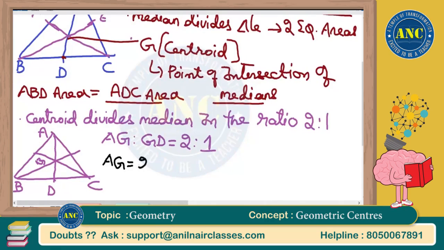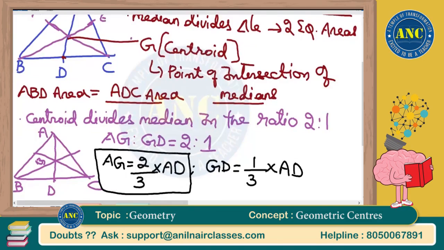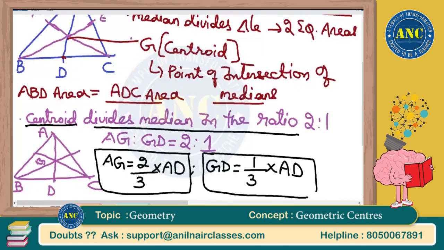So AG is nothing but 2/3 of AD, and GD is nothing but 1/3 of AD. Another very important point. Centroid divides median in the ratio 2:1. AG is to GD is 2:1. So AG is 2/3 of AD and GD is 1/3 of AD. I hope it is clear.